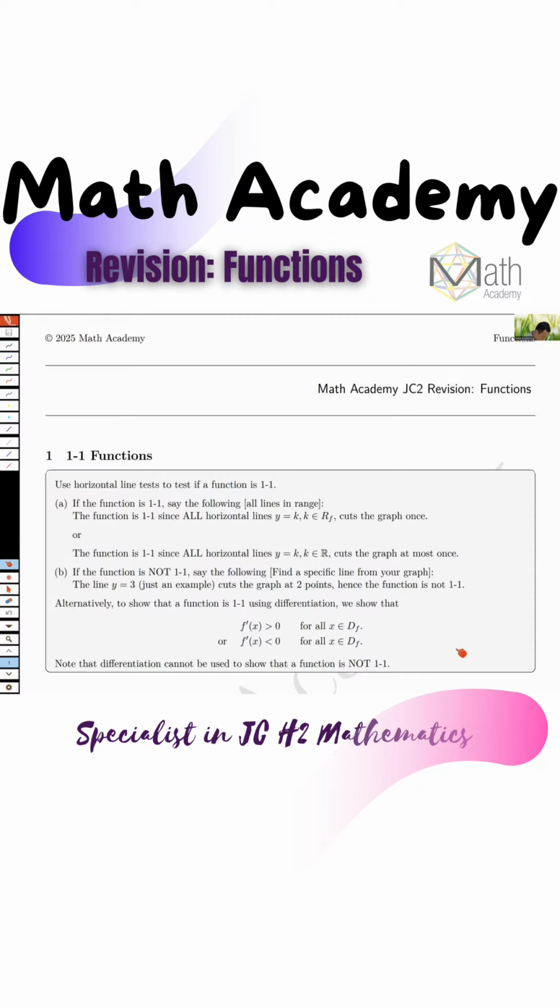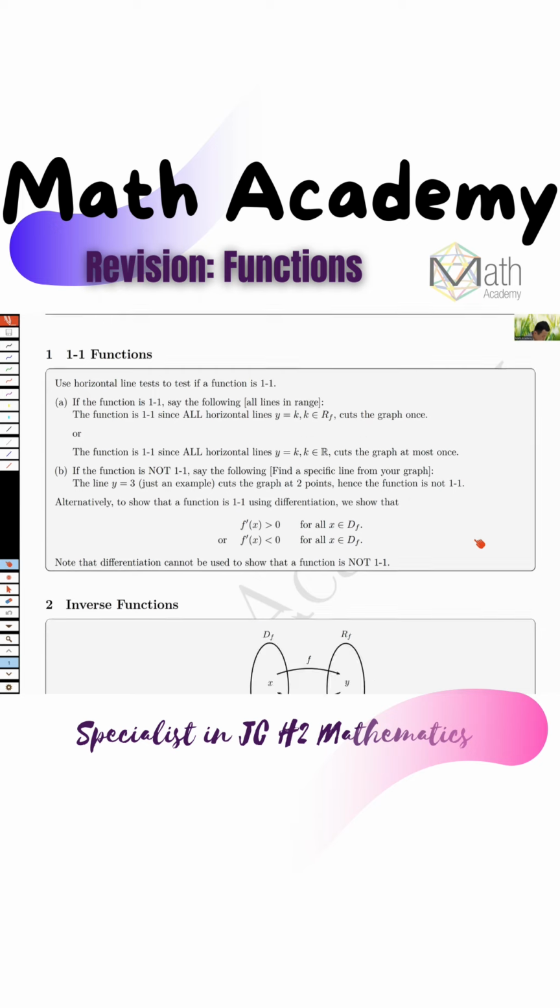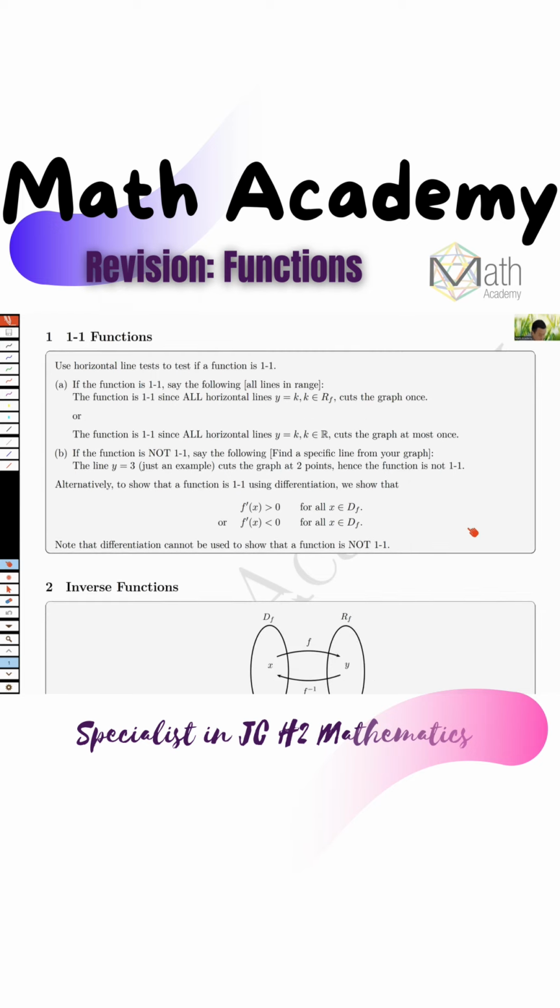Okay, let me just start from the basics first that we need to know for the chapter. Then in the second half, I move on to the slightly tougher questions. How do we do one-to-one functions check?